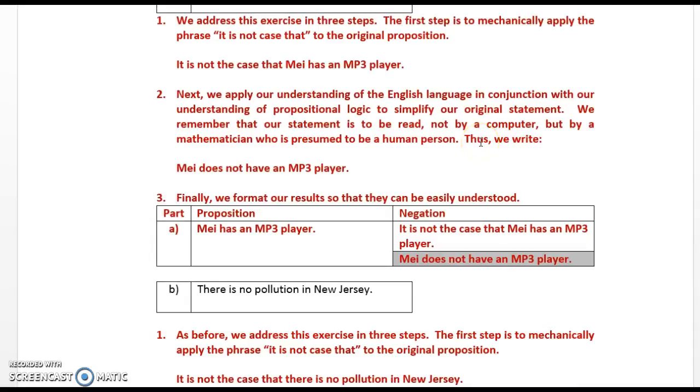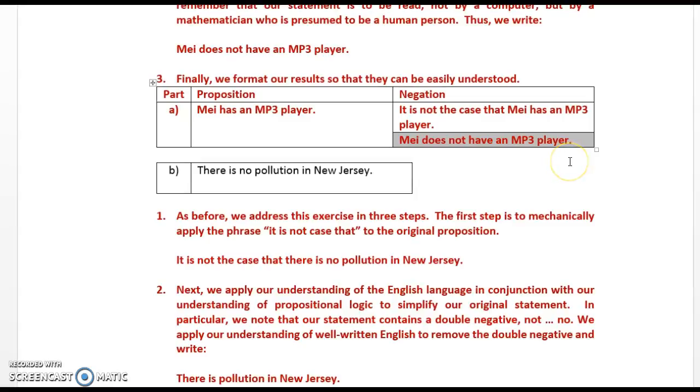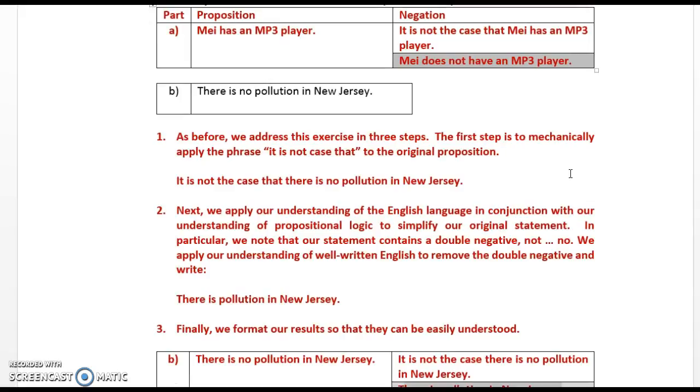Next, we apply our understanding of the English language in conjunction with our understanding of propositional logic to simplify our original statement. We remember that our statement is to be read not by a computer, but by a mathematician who is presumed to be a human person. Thus, we write, "Me does not have an MP3 player." Finally, we format our results so they can be easily understood. Our proposition is in the left-hand column: Me has an MP3 player, and the negation we put in 2 cases. It is not the case that me has an MP3 player, and then we simplify to write, "Me does not have an MP3 player."